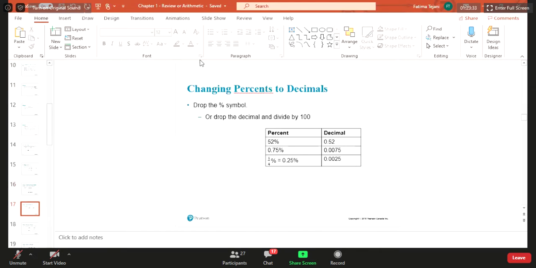52 divided by 100, so it's equal to 0.52. Now, if it is 0.75, if you want to convert into decimal, just divide by 100, guys. That's it. So 1 divided by 400 is 0.0025. See, for converting things into decimal, just divide by 100. For converting decimal into percentage, you have to multiply by 100. Okay.